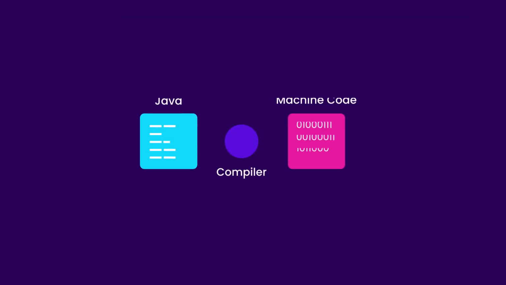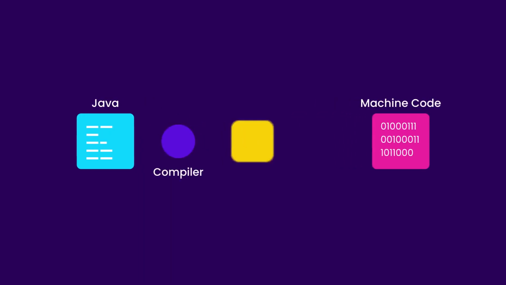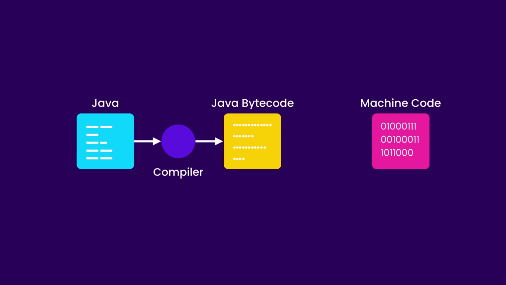Java compiler doesn't compile Java code into machine code. Instead, it compiles it into a portable language called Java bytecode, which is not specific to a hardware platform like Windows or Mac. Now, we still need to convert Java bytecode to machine code. So Java also comes with a program called Java Virtual Machine, or JVM, for doing this.